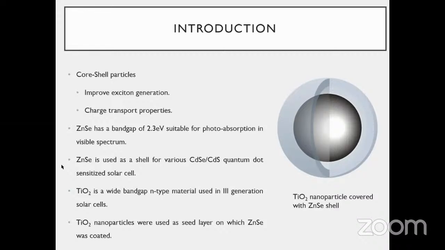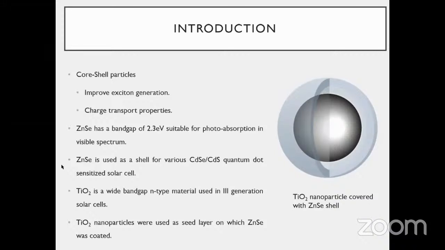The shell of the particle is going to be a photo absorber in my case, and the core of the particle is going to be the photoanode of the device. So why do we use core-shell particles? It actually improves the exciton generation, and it also helps in the charge transport properties.